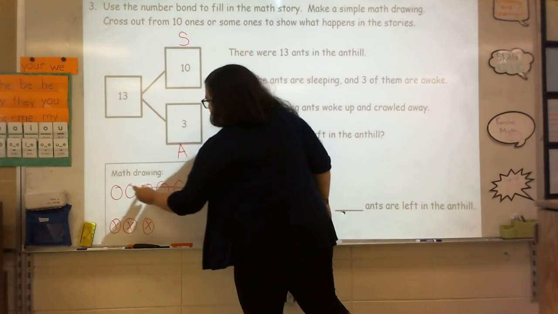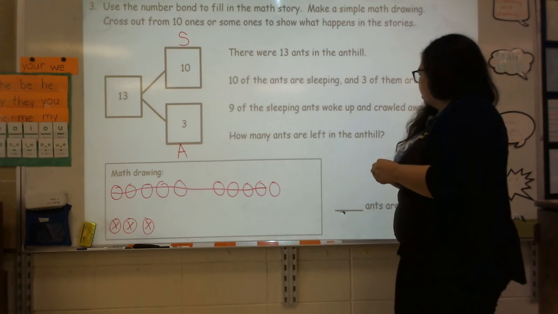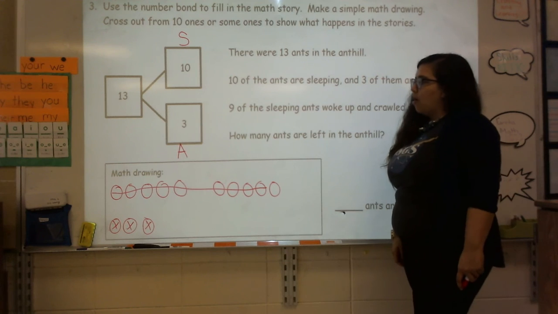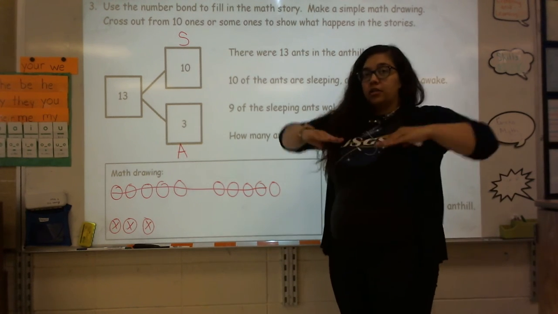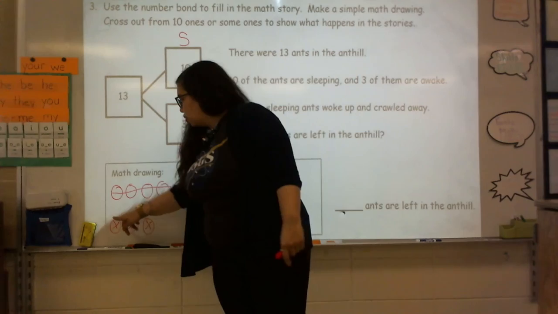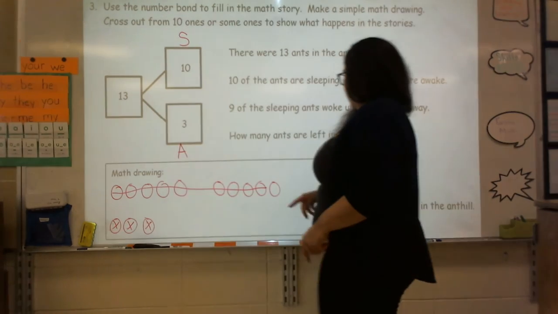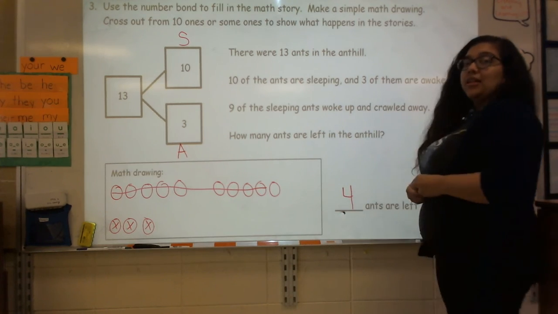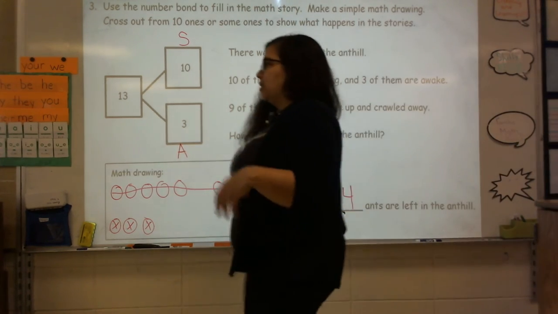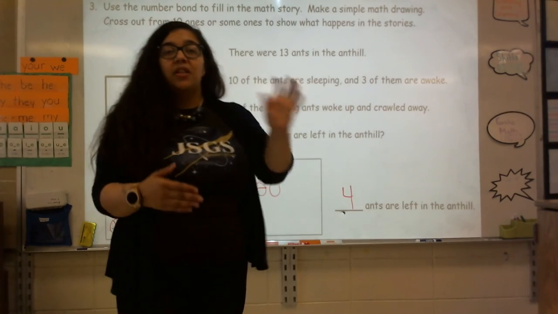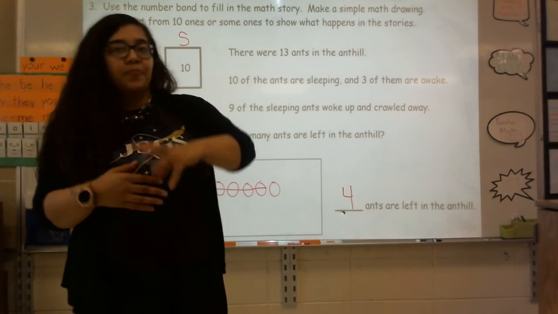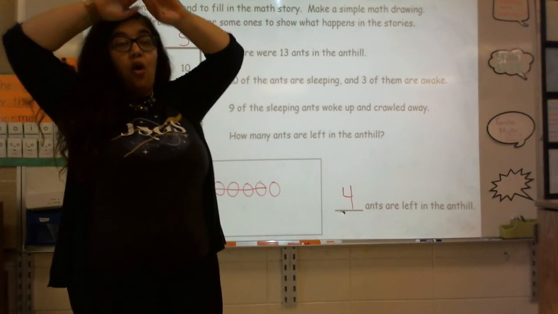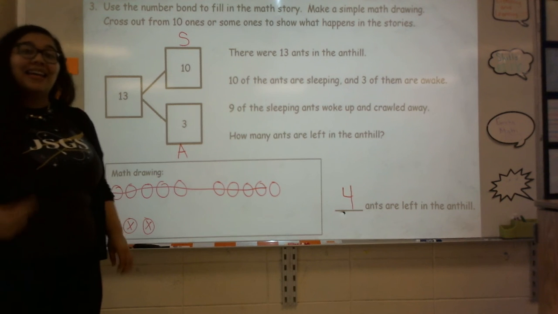So 1. Good. Now the question still remains. How many ants are left in the anthill? Let's count all the marks that are not crossed off. So 1, 2, 3, 4. 4 ants are left in the anthill. Notice the language we've been using to take things away. They left. They were gone. Just removing a part from the group, from the whole. And in this case, we're left with 4 ants on the anthill.